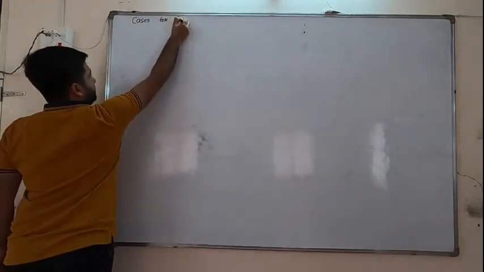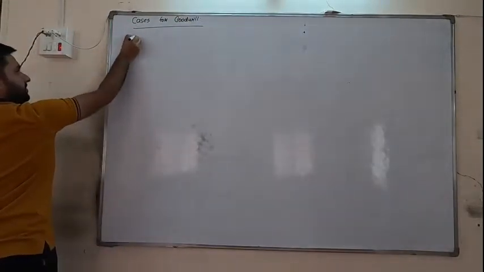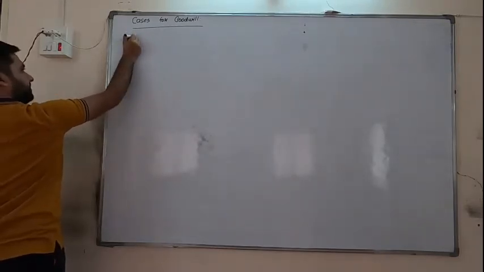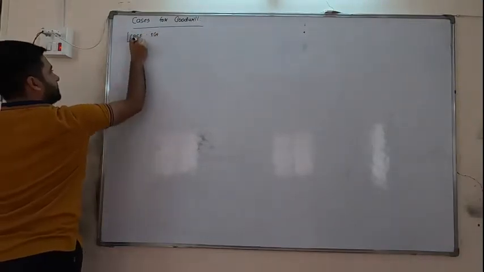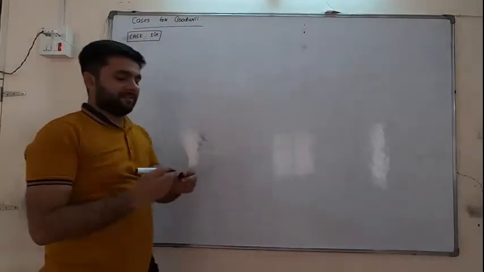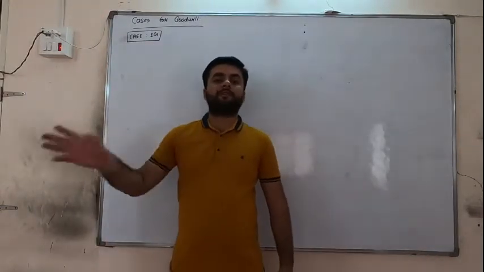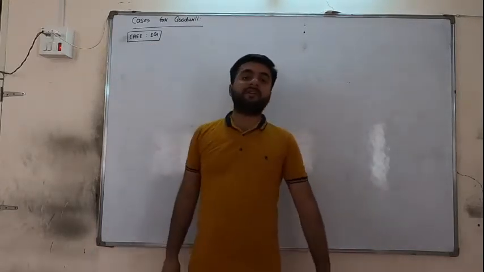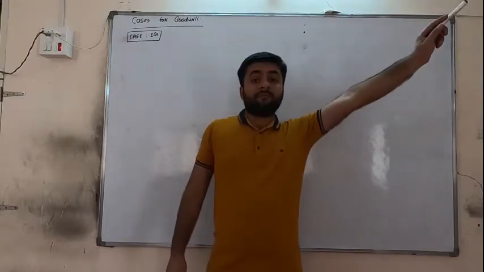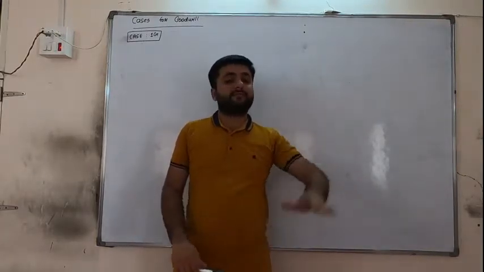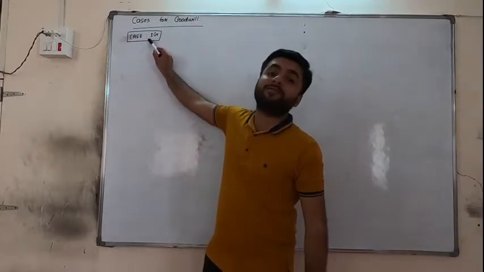Cases for goodwill. Case 1G. Now you all will think, what is sir writing, 1G, 2G, 3G, 4G. See friends, for P&L ratio we have given numbers from 1 to 8. Now again, if I give number 1 here, it would be confusing whether I am talking about case 1 of goodwill or case 1 of P&L ratio. So if I say case 1, then it is about P&L ratio. If I say case 1G, then G means goodwill.